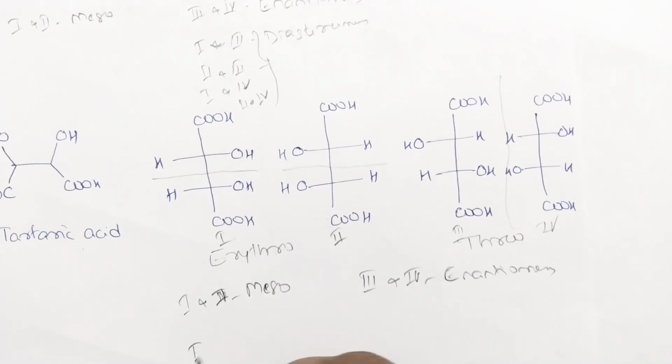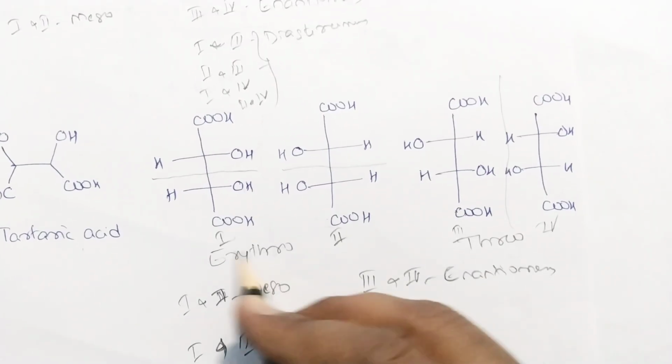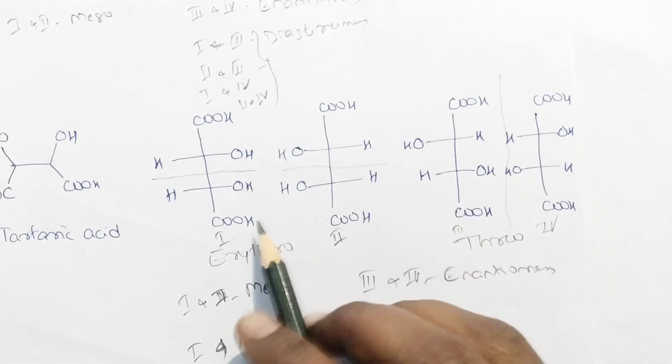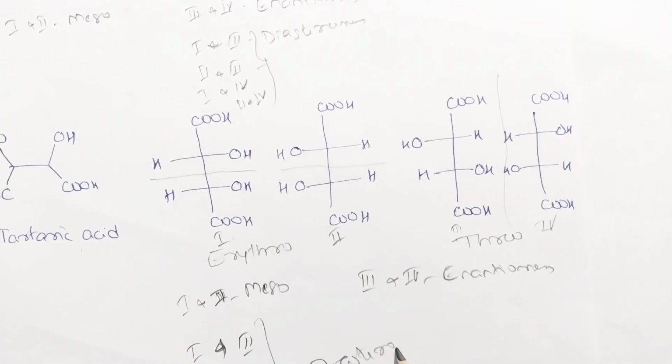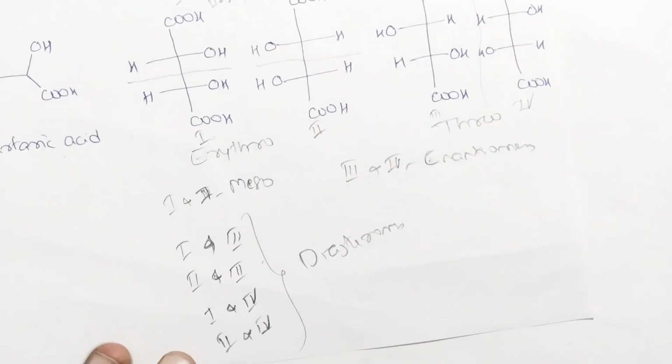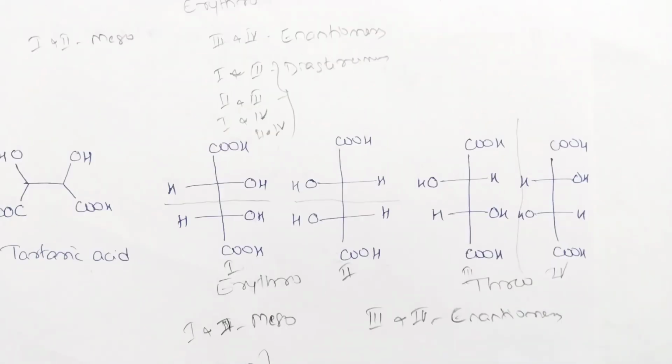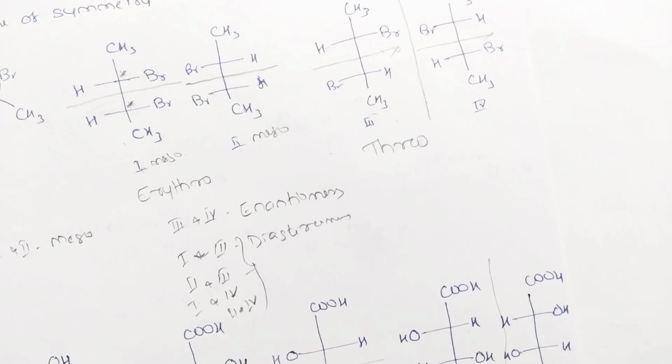Then for 1 and 3, these are non-mirror images. 2 and 3 are also non-mirror images. 1 and 4 and 2 and 4 are also non-mirror images, hence these are diastereomers. 1 3, 1 4, 2 3, 2 4 are diastereomers because these are non-mirror images. Okay, hope we have understood what a meso compound, an enantiomer, and a diastereomer are. Okay, thank you.